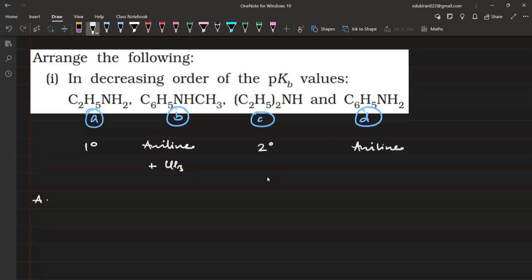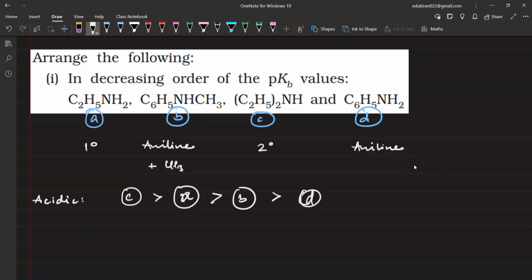Now, if I talk about the basic strength, then the most basic will be the C structure, which is 2 degree, most basic, right? Then after that, you'll have the 1 degree. Then you will have the B1, the A, because it is aniline, plus we are having an electron donating group, that is CH3 group. And at last we have the pure simple aniline, that will be the least basic. So the most basic, the least basic.